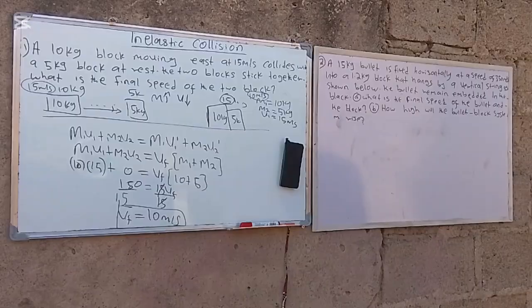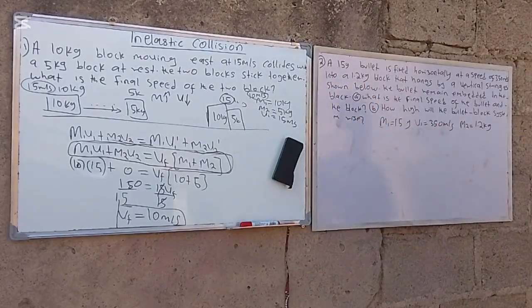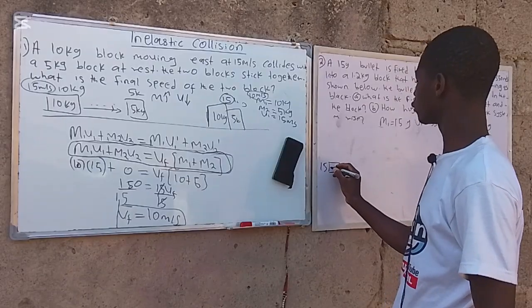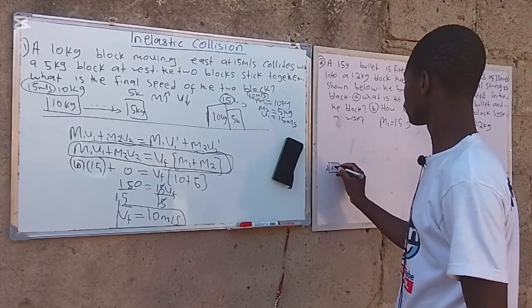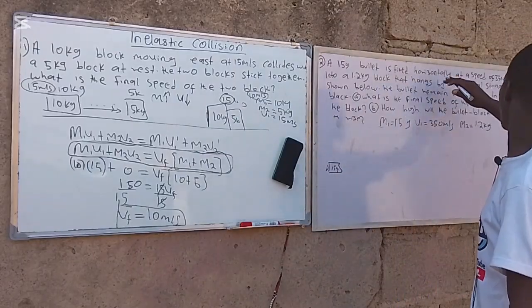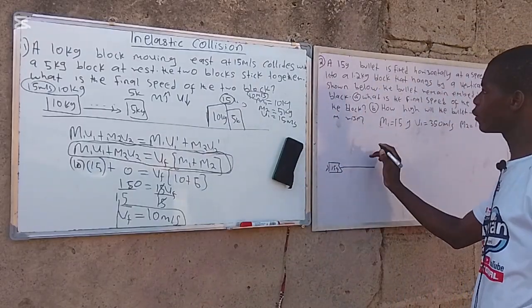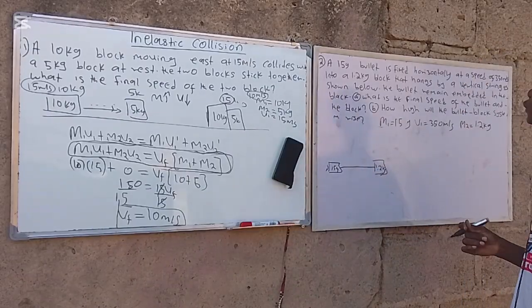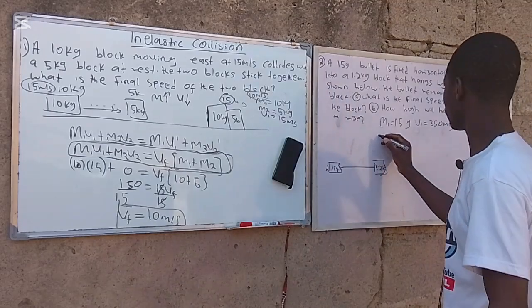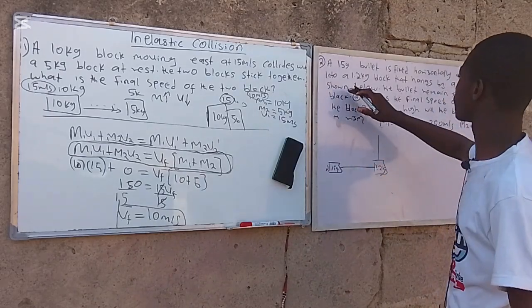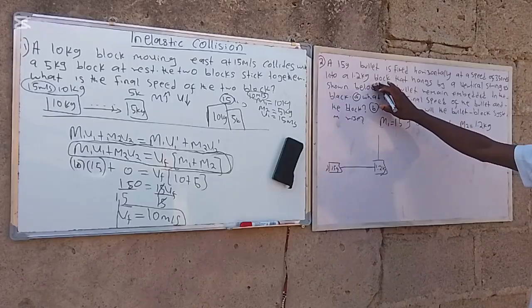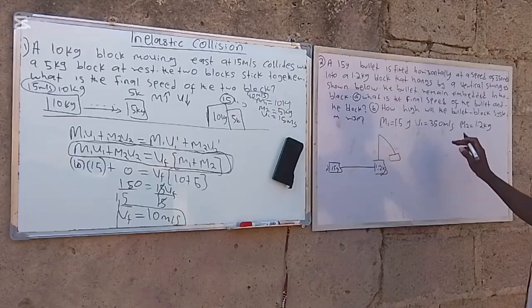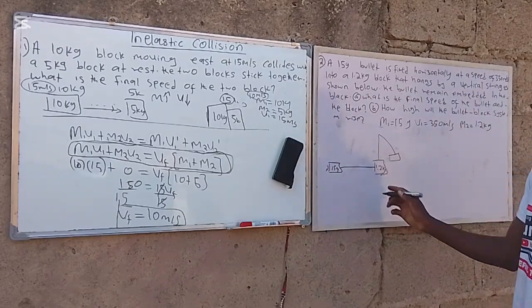Let's take a look at the second question. The next question says that a 15-gram bullet is fired horizontally. Let's say this is a 15-gram bullet, fired horizontally at this block. Let's say this is block 1.2 kg, and it is hung by a vertical string as shown here.